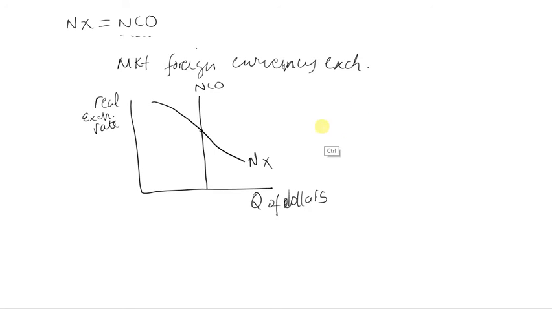So we look at this and the previous market, the market for loanable funds, right? We said that here, this is the market for foreign currency exchange. And in the market for loanable funds, we have that savings equals I plus NCO. So what they have in common is NCO, right? This is what's connecting these two markets. So the net capital outflow is what's connecting these two markets.